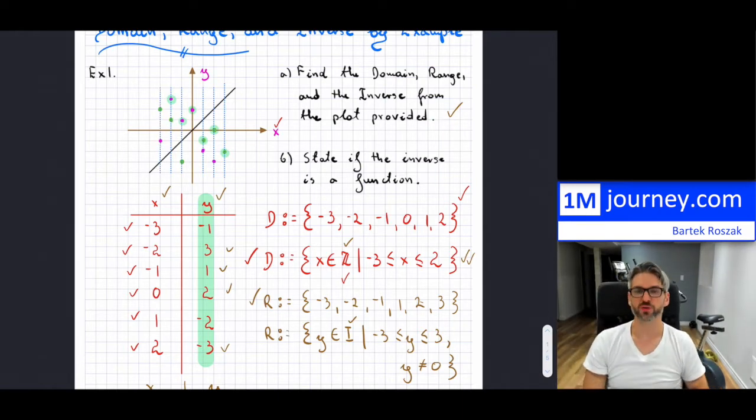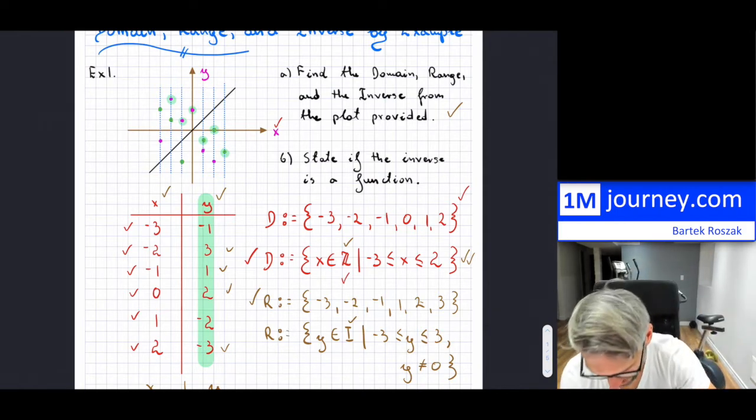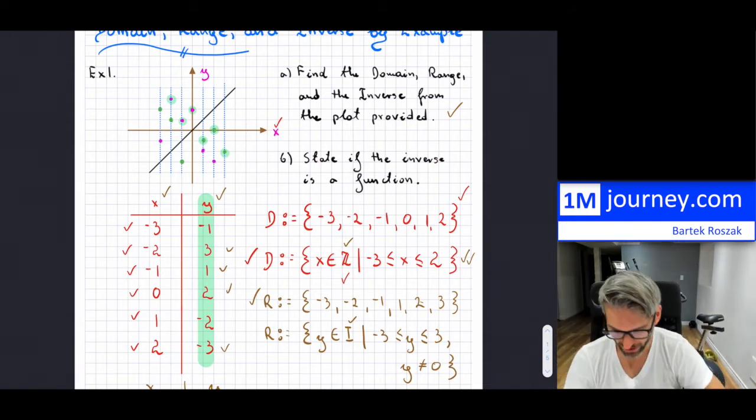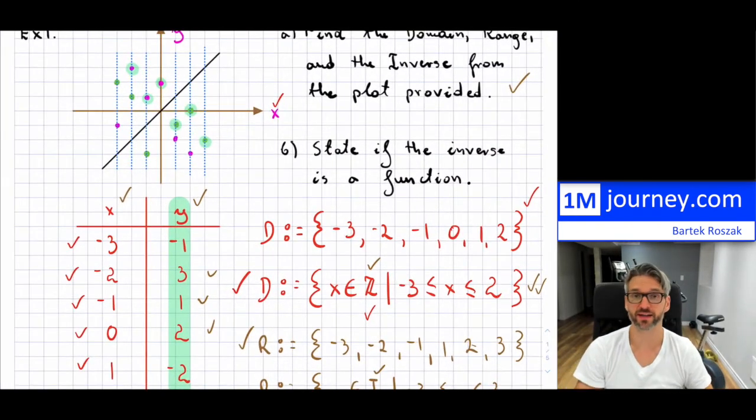So if there's only one point in that vertical line, meaning one unique output, then it is a function. If it happened that you had 2 points, so for whatever reason you plotted another one and it had 2 in that vertical line, then it's no longer a function. So that inverse is no longer a function, and typically you would say the inverse really doesn't exist. I mean, that's the inverse, but it's not a function.